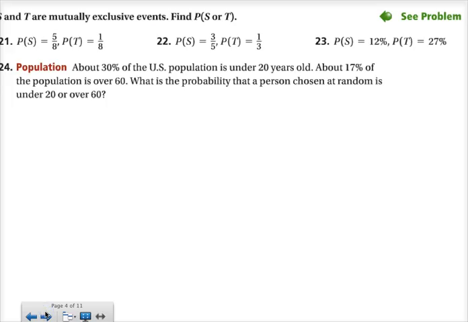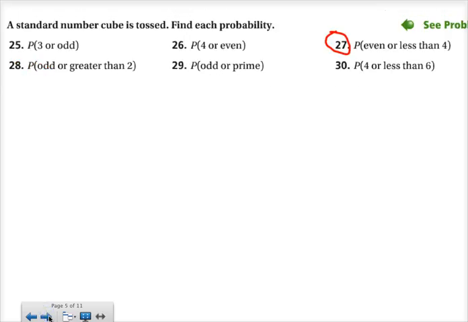The next one I wanted to go through with you was number 27. And number 27 says we've got a standard number cube that's tossed, and that just means we have from 1 pip to 6 pips on there. Find each probability. 27 says it's an even number or it's less than 4. So first I would think about the evens that are on there. And that's 2, 4, and 6. So there are going to be 3 out of the 6 that are going to be even.